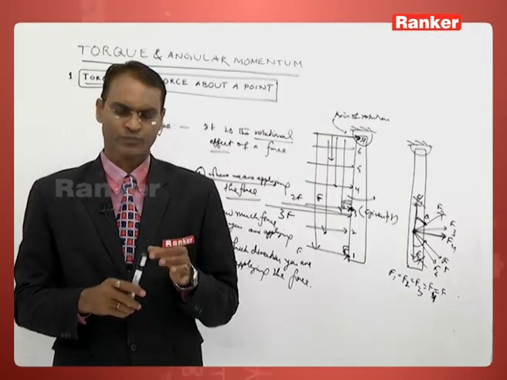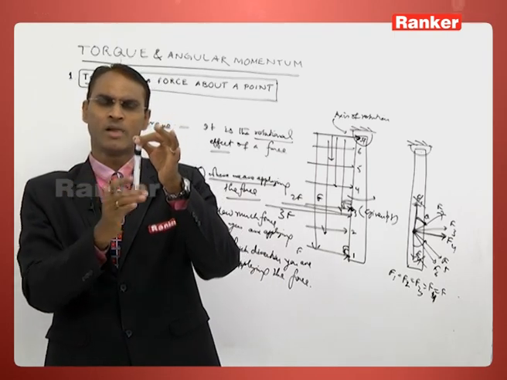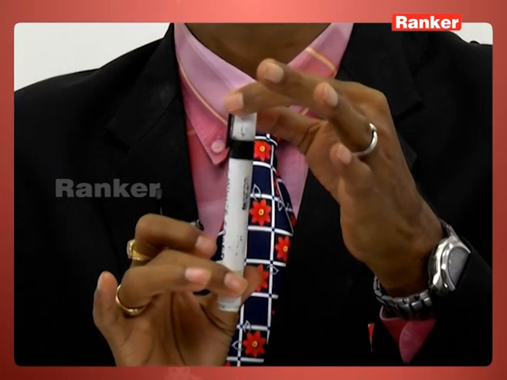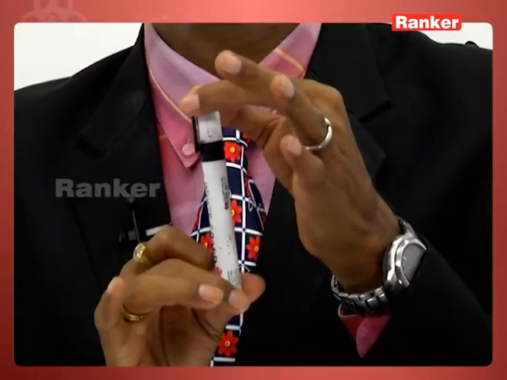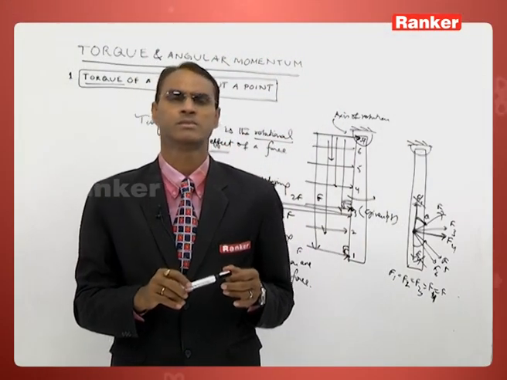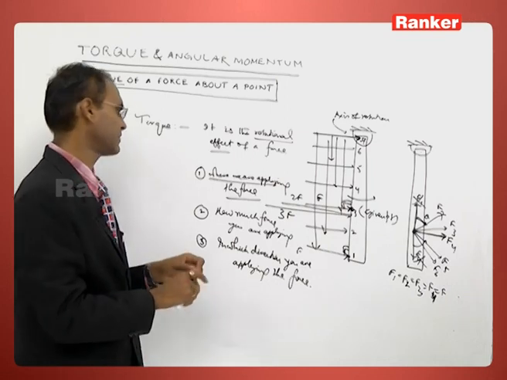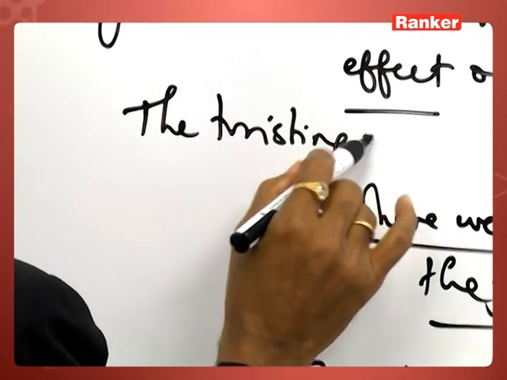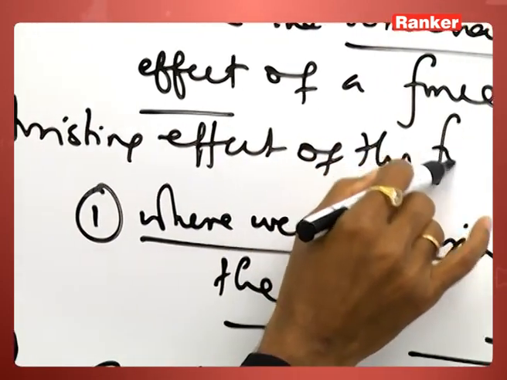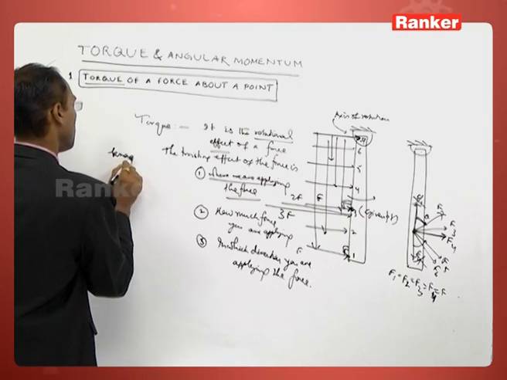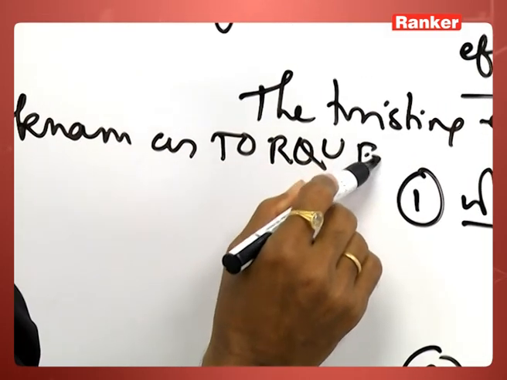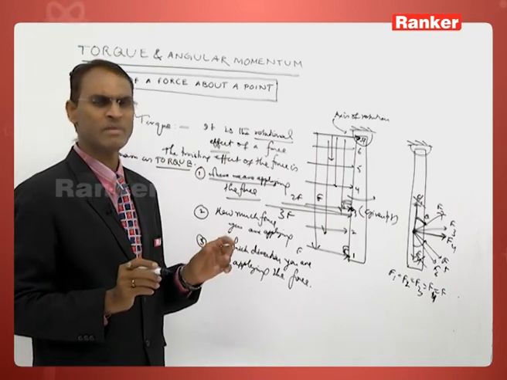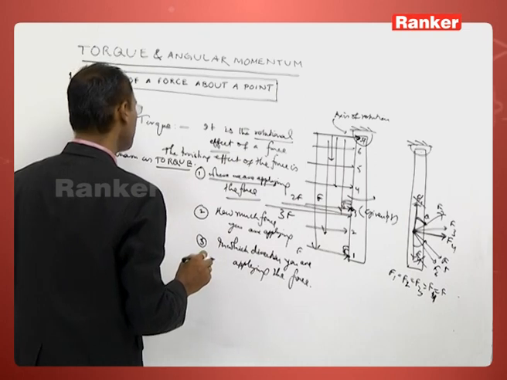So one thing is very clear, to rotate the object, how fast you are rotating the object, how easily you are twisting the object, that depends on these three quantities, three factors. The twisting effect of the force is known as torque. Torque is a Greek word. Torque means twist. The twisting effect of the force is called torque.